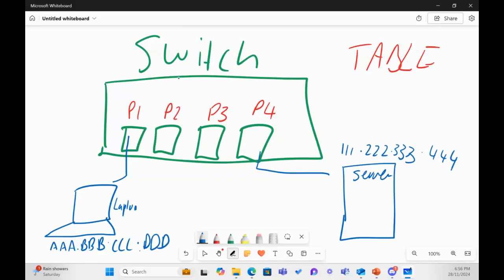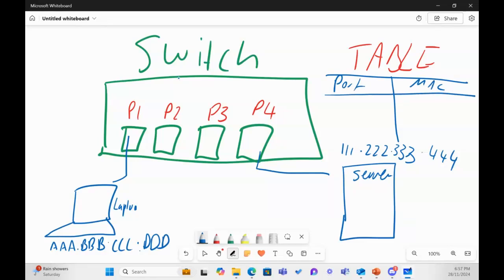So now this laptop says it needs to send something to this server. The switch just starts up in the morning. It doesn't know anything. It's empty. There's nothing in this table. So we're going to create this. We're going to put the port numbers here. We'll put MAC addresses on that side.